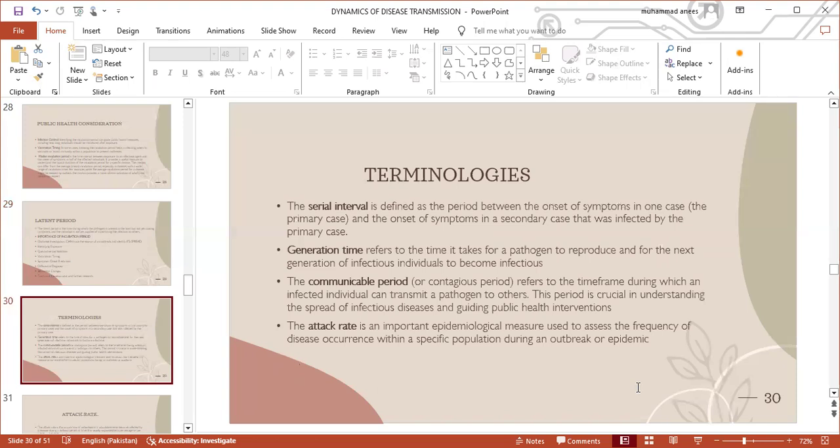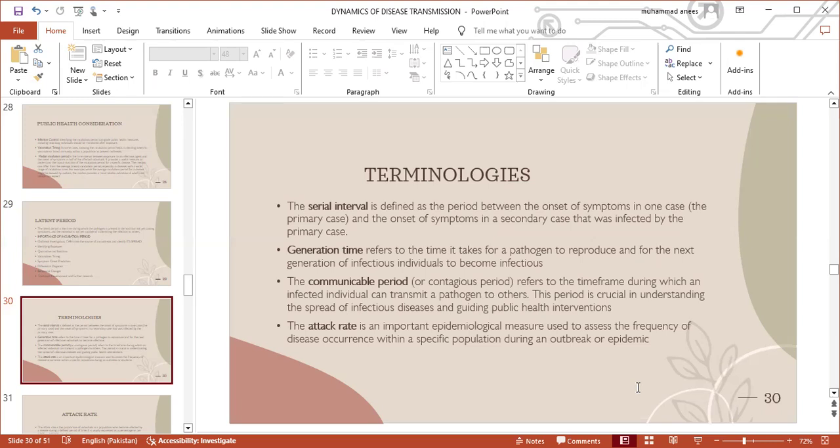The serial interval is defined as the period between the onset of symptoms in one case, like the primary case, and the onset of symptoms in a secondary case that was infected by the primary. Generation time refers to the time it takes for a pathogen to reproduce and for the next generation of infectious individuals to become infectious. The communicable period or contagious period refers to the time frame during which an infected individual can transmit a pathogen to others. This period is crucial in understanding the spread of infectious diseases and guiding public health intervention.